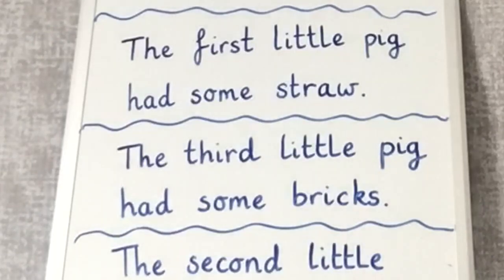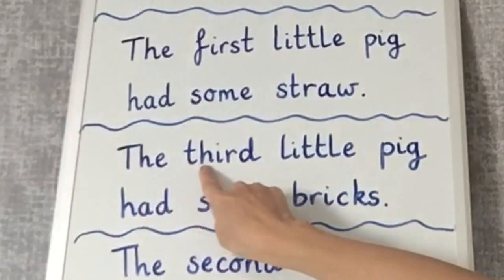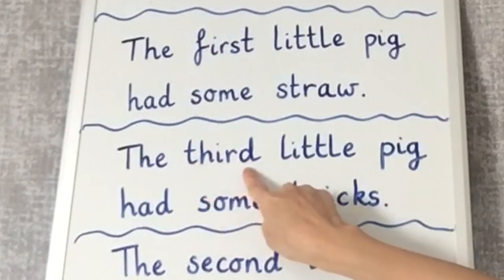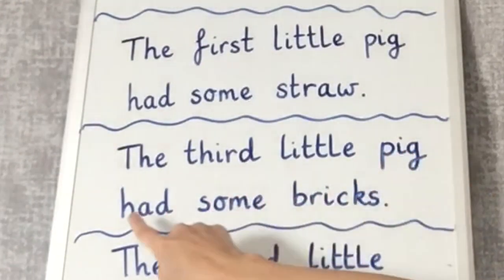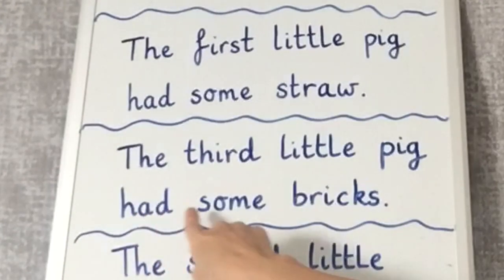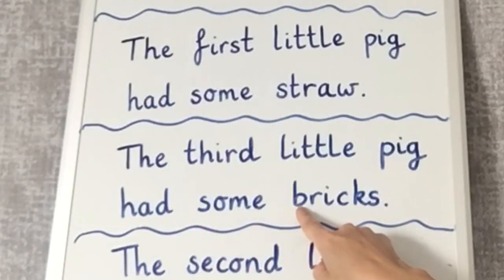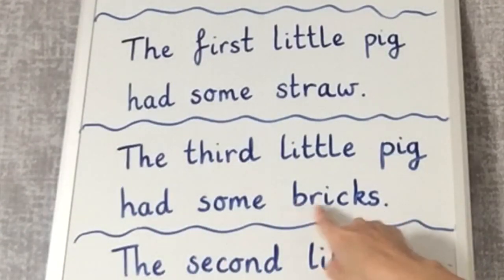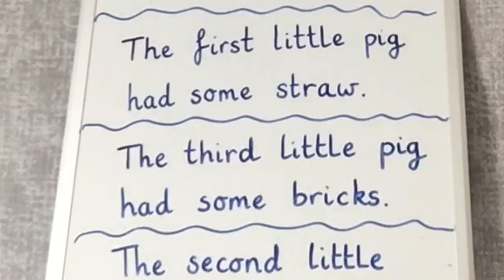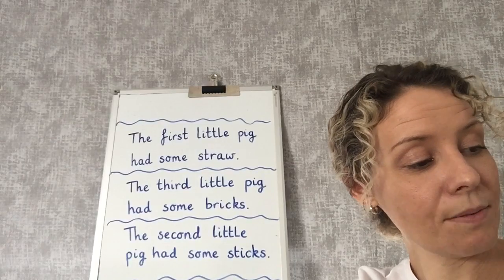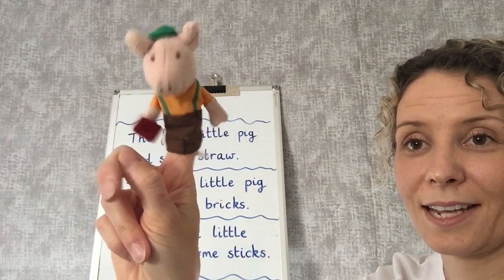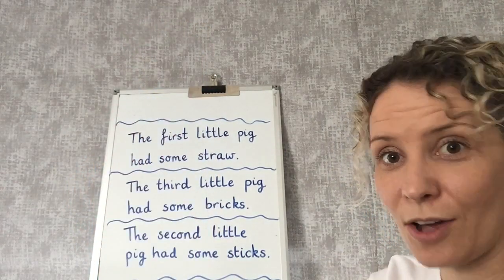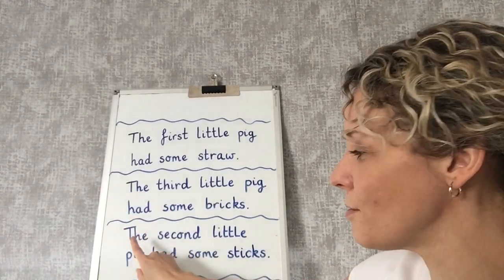Well done. Okay, my turn. The third little pig had some bricks. The third little pig had some bricks. And here he is with his bricks. There he is. Let's take a look at the last key phrase from the story of the three little pigs.